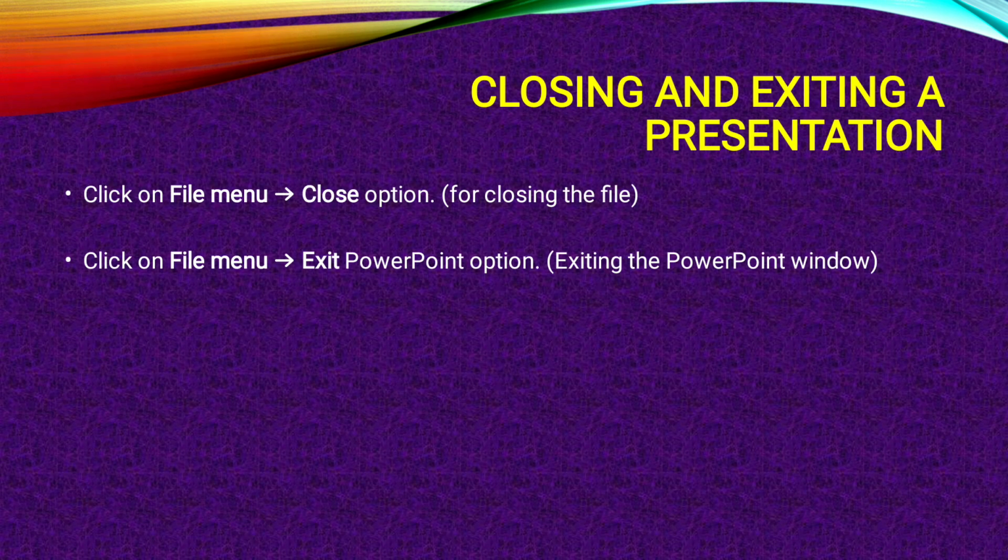The last option is closing and exiting from the presentation. These are two very different parts that you need to remember. The first one is closing a file, meaning you want to close a presentation only. And the second is exiting from the PowerPoint window, meaning you want to close the full PowerPoint software. If you want to close the file only, you have to go to File and Close. But if you want to exit, you need to click on File and Exit.